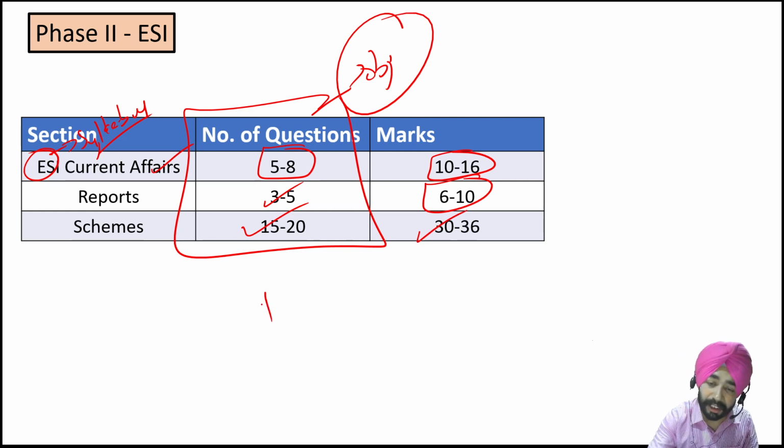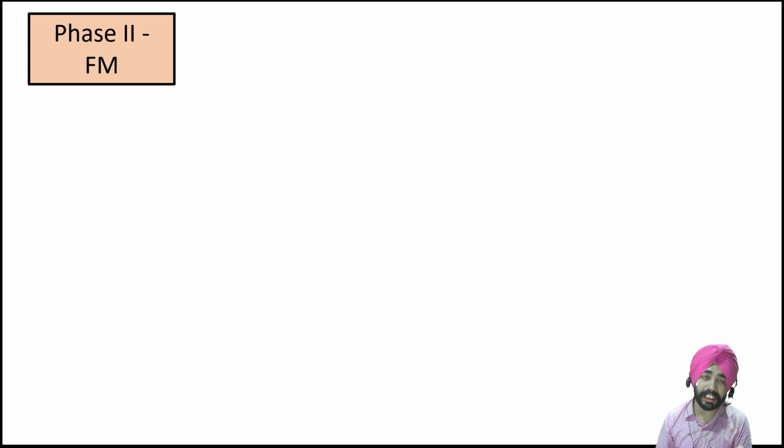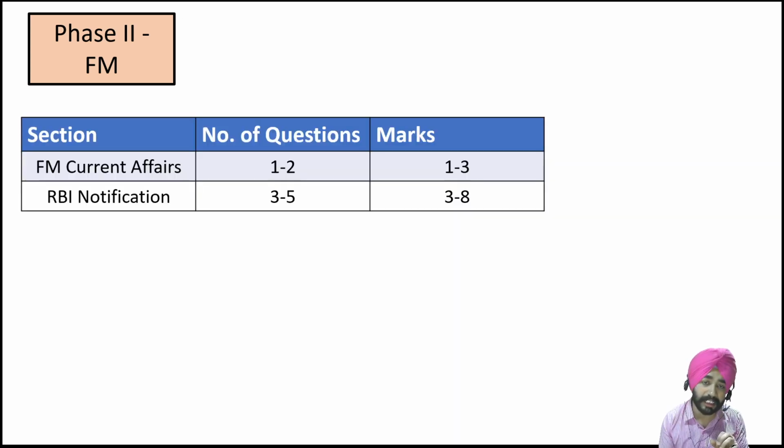And now guys, even in the descriptive paper, from reports we have seen 10 to 15 mark questions which have already been asked in the examination. Now the third is Phase 2 Finance and Management. So we know that finance and management is heavily dominated by the static part, but still we can see some bit of questions that are asked here.